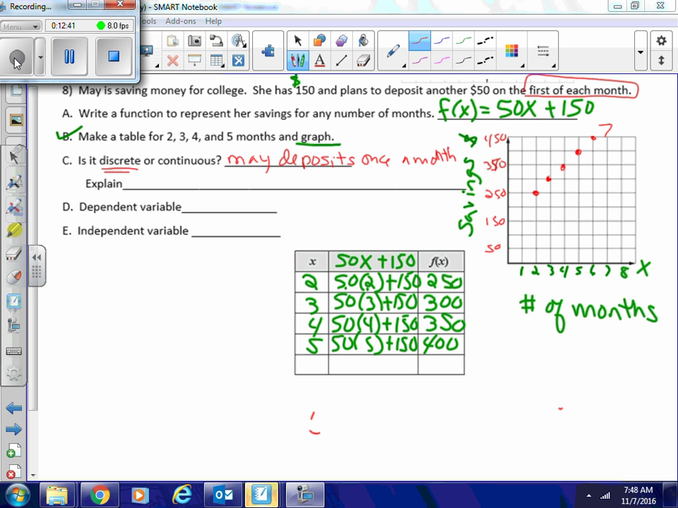And then D, what is the dependent variable? Well, what depends is the amount saved. So the independent variable would be the number of months. Remember, whatever's on your y-axis will be your dependent variable, and whatever's on your x-axis will be your independent variable.